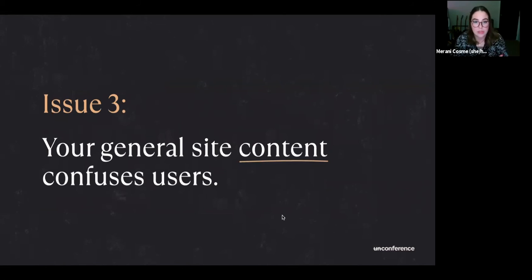For our last issue we have, your general site content confuses users. Content is pretty important when it comes to sharing valuable information to your users. Is your content helping or confusing your users more? Let's see some ways in which we can research our site's content.